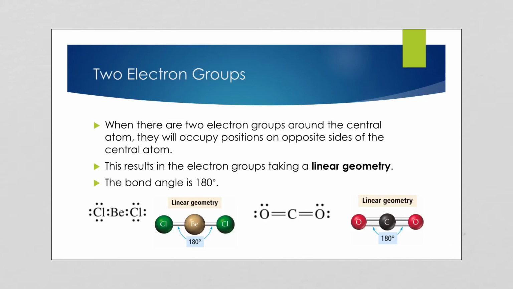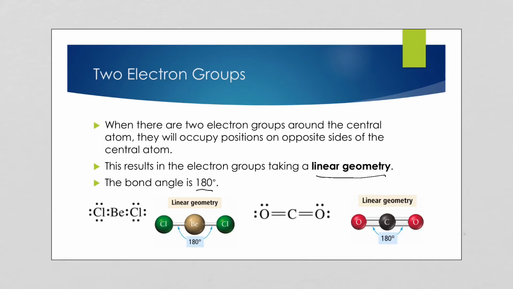So we'll start out with 2 electron groups, right? You have to have at least 2 electron groups to have a molecular geometry. If you have anything less than that, you just have 2 atoms and it's always the same. It's linear. So if you have 2 electron groups around the central atom, they will occupy positions 180 degrees from each other. In other words, opposite sides, as far apart as they can get from each other. And we call that linear geometry.